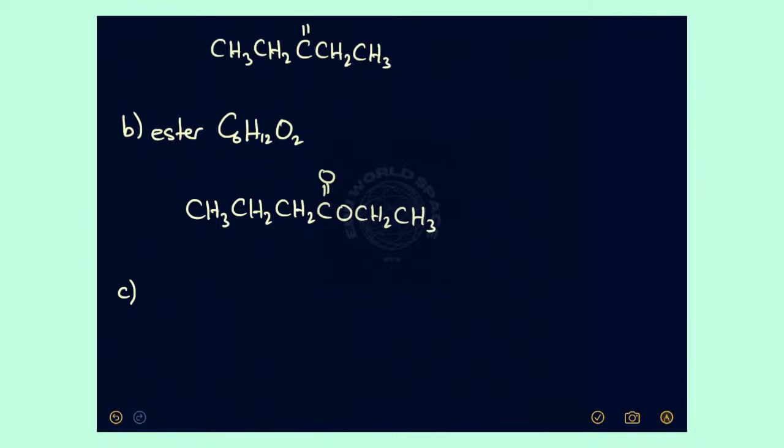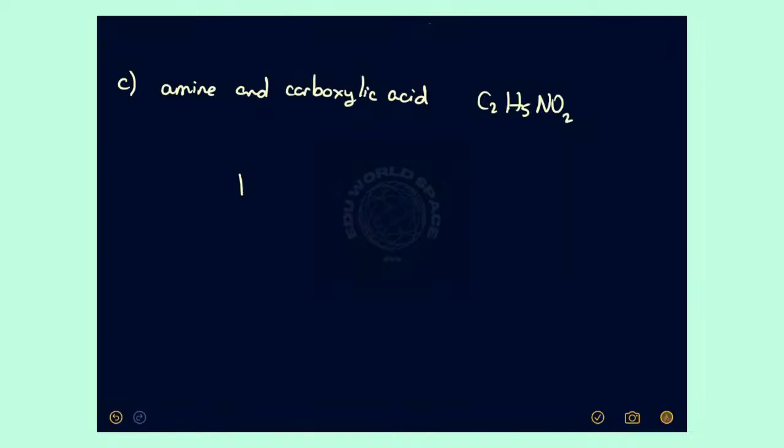And for C, we want an amine and a carboxylic acid, which has the chemical formula C2H5NO2. So this molecule could look something like H2N, CH2, C double bond O, OH for the carboxylic acid.